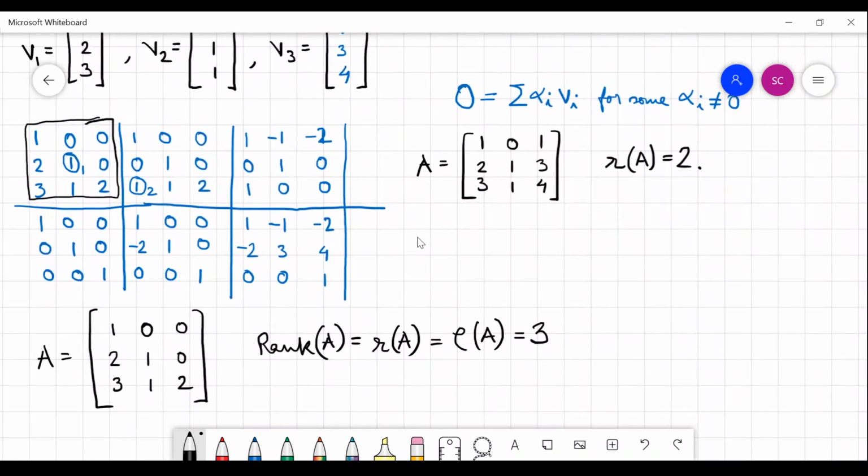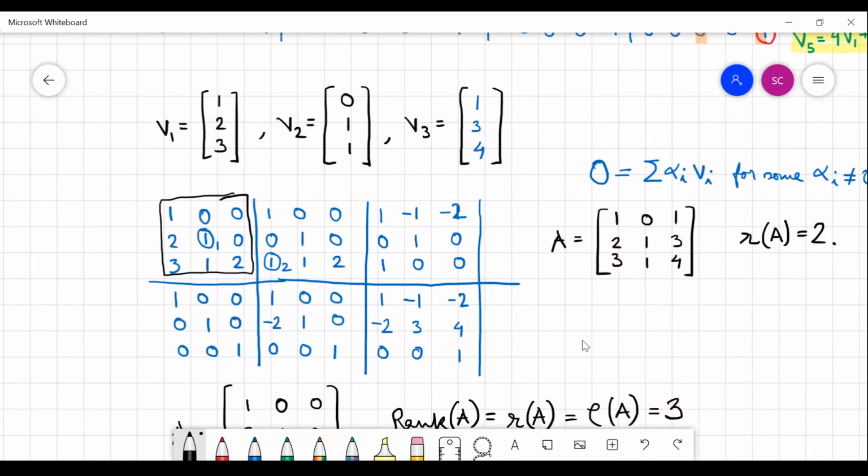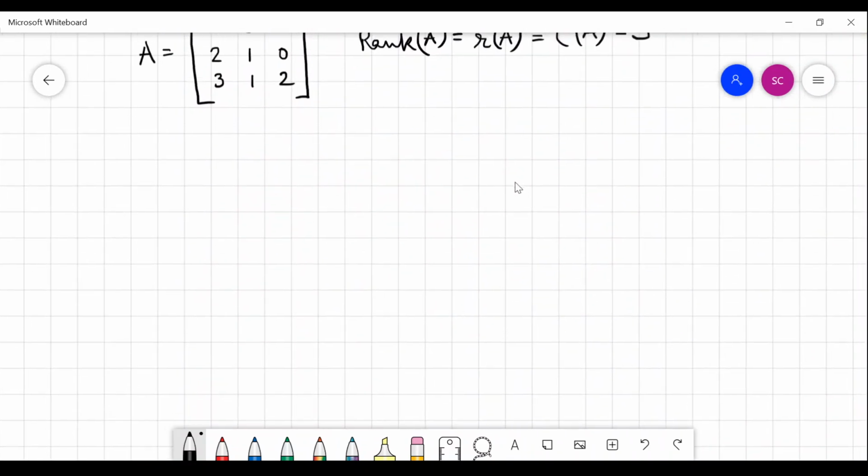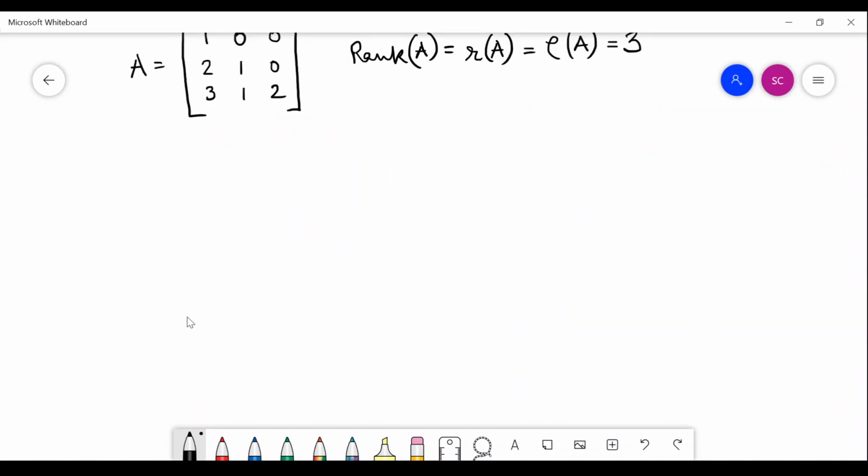So maybe let us do this column operation once for a sanity check. Let us take these vectors 1 2 3, 0 1 1, 1 3 4, making it very simple. We just want to do the column operation and see what happens. Are we getting the correct answer?